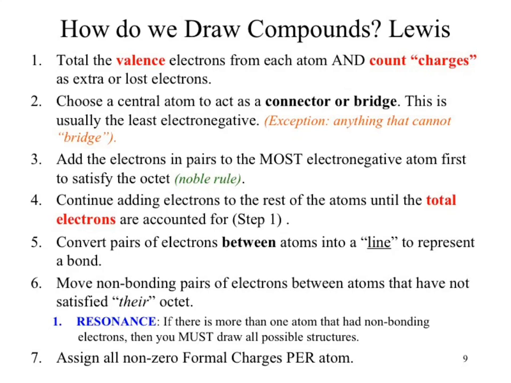Okay, 32. Choose a central atom to act as your connector or bridge. Okay, that becomes a little bit tricky. It's usually the least electronegative element, but if we picked a compound like CH4, is hydrogen, being the least electronegative atom, our center atom? No, because it cannot bridge. You have to link to at least 2 other atoms, okay, to be our bridge. So sulfur's in the middle. We'll scatter our other atoms around it. All right, now what do we do?